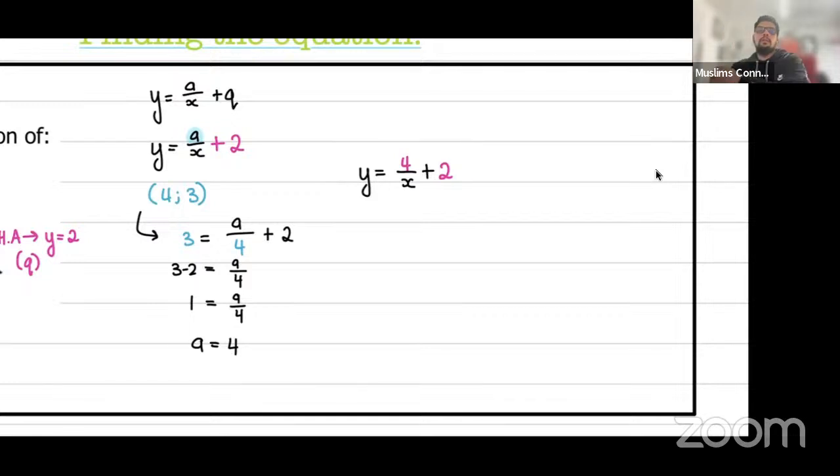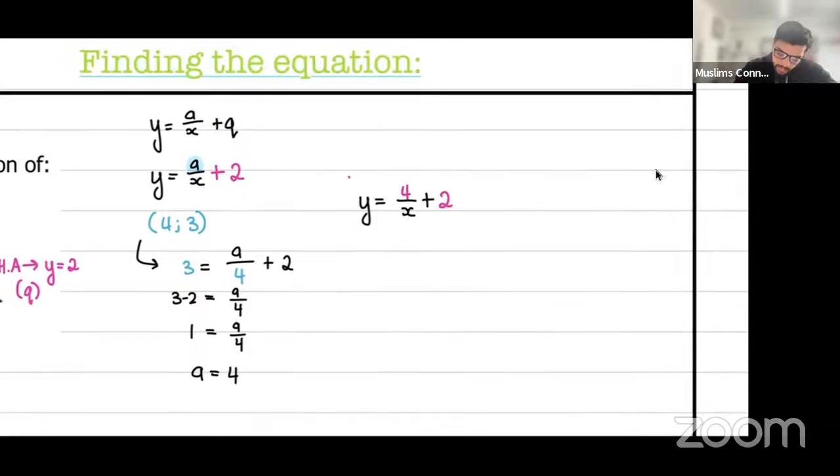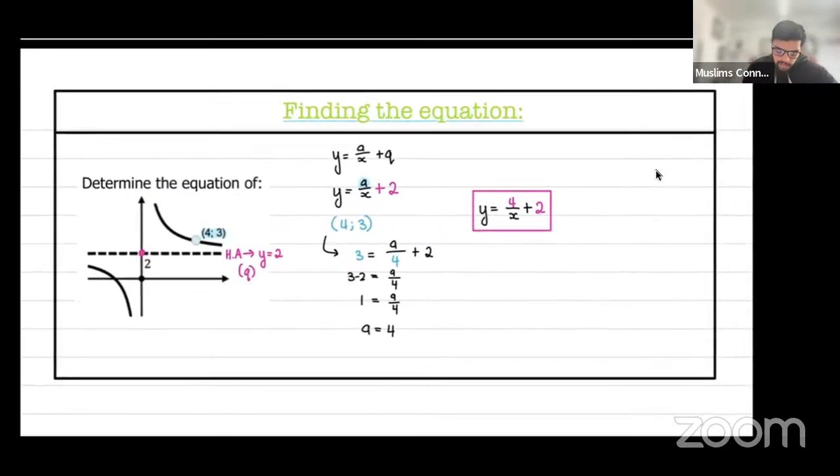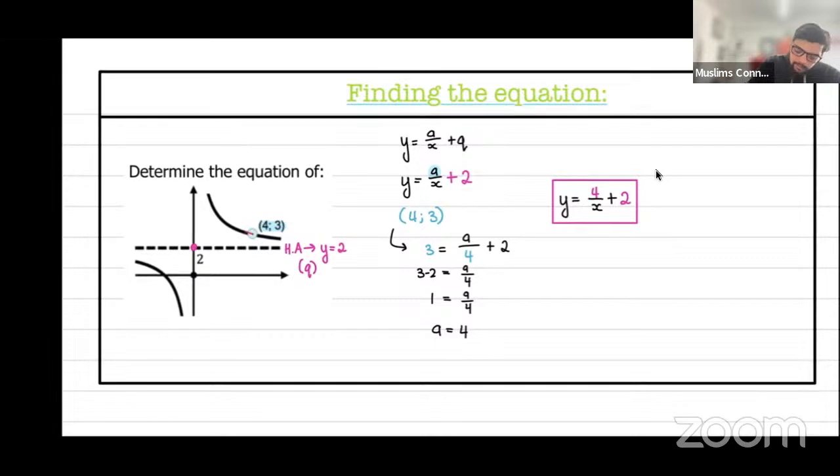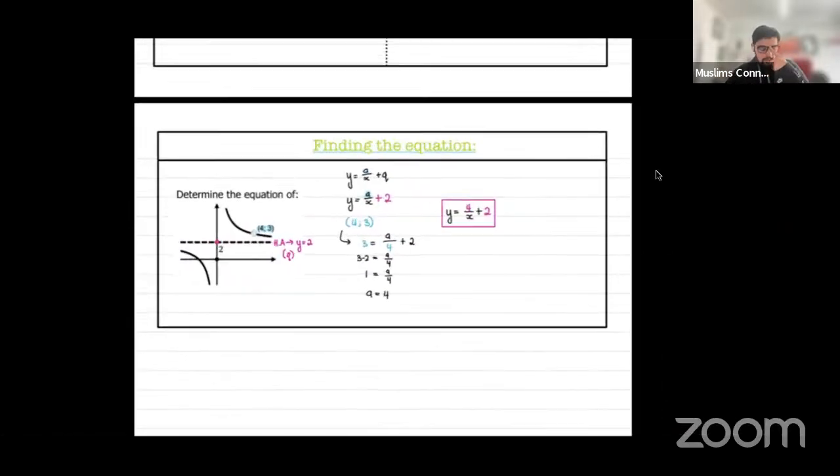Right. Now, if you have any questions, then just let me know. Basically, that's how we solve for the equation. We have to be able to look at the diagram and determine if the horizontal asymptote is given, then we know q's value. Then one more coordinate will be given so that we can sub it in and solve for a. Okay, cool. Let us move on.